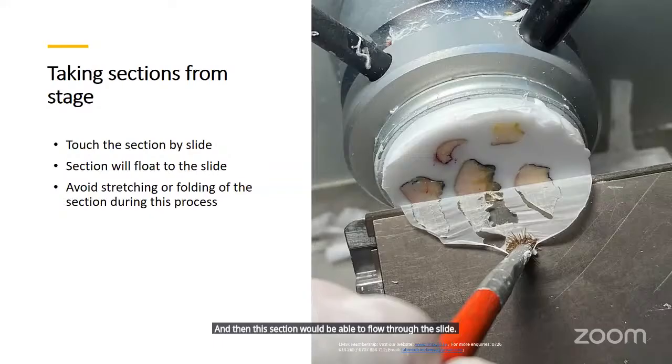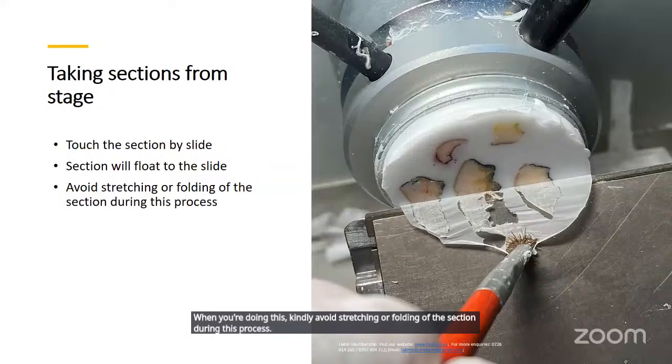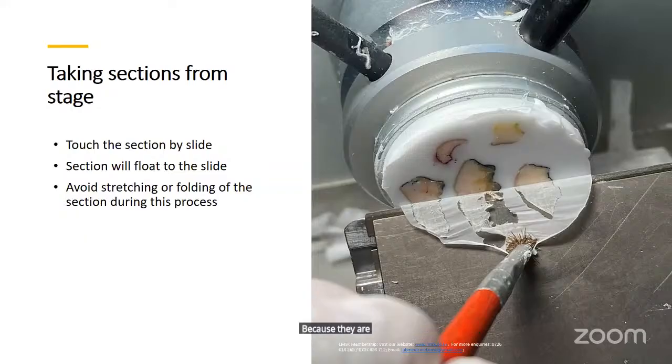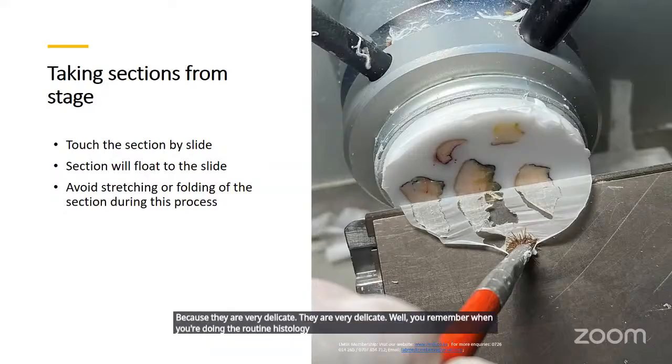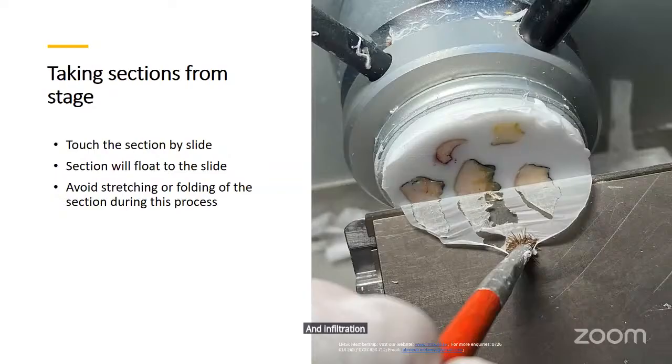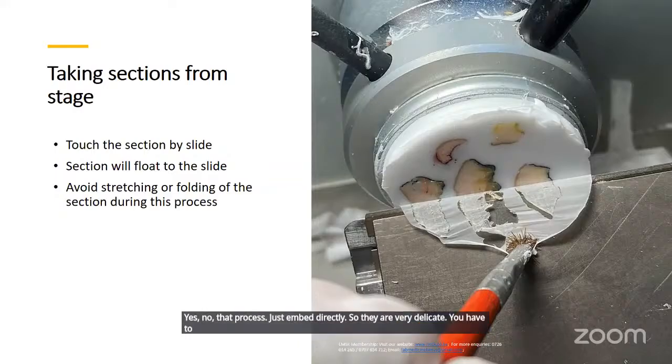When you're doing this, kindly avoid stretching or folding of the section during this process because they are very delicate. Remember when you're doing the routine histology, there's a process called infiltration, and infiltration is meant to give the tissue internal support. For these ones, there's no such process, just embed directly. So they are very delicate. You have to handle them with care.